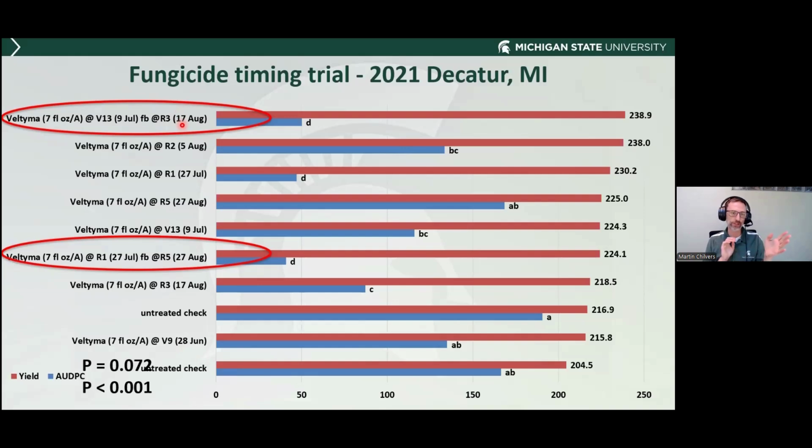The V13 followed by R3 certainly gave greater disease suppression, but it was really no different, maybe a bushel better than a single application at R2, and that was on the 5th of August for us. So I still feel, for the most part, we have a little bit of time to wait and not be panicking and spraying product early, especially if we can only afford a single fungicide application.